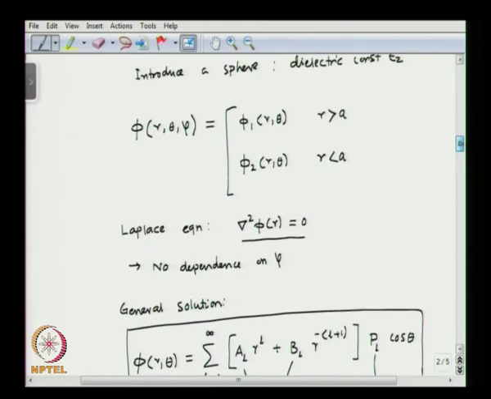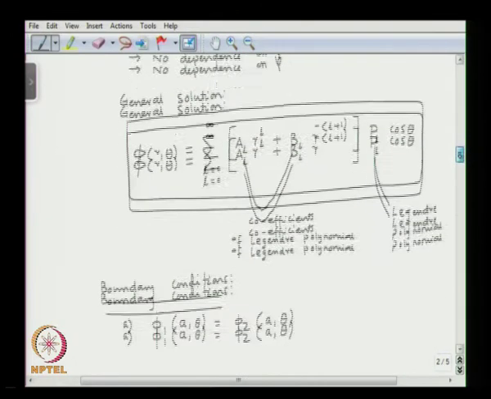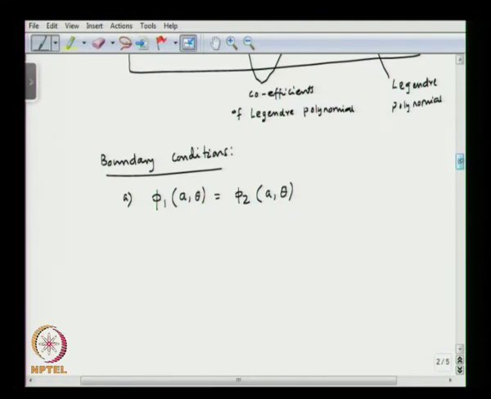Okay, so here we say that phi 1 is outside the sphere and phi 2 is inside the sphere, but here we say that the boundary condition, phi 1 at r equal to a, should be equal to phi 2 at r equal to a. So there is no jump in the potential.